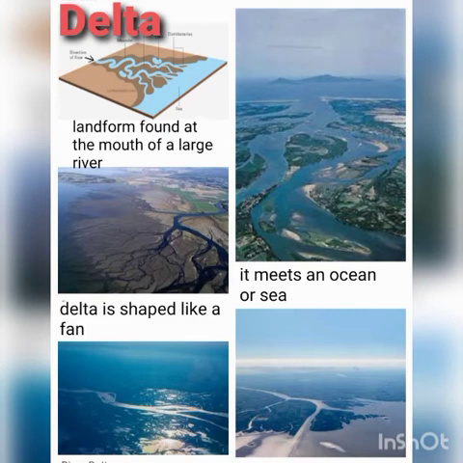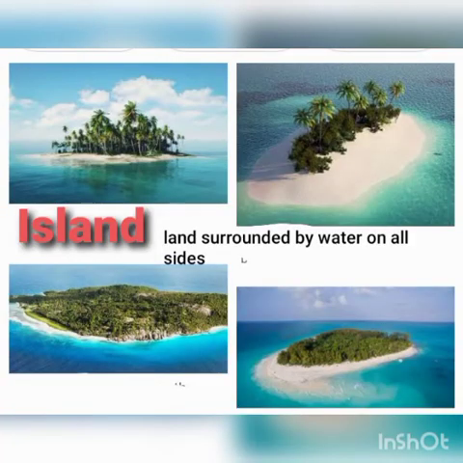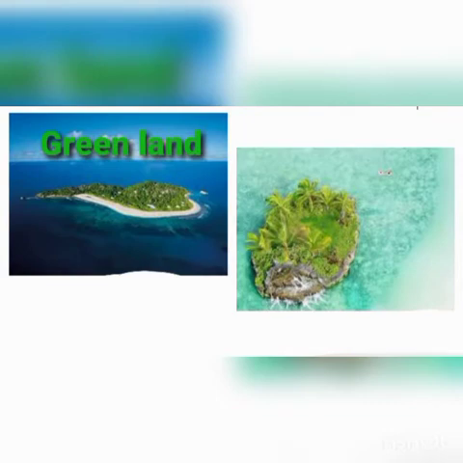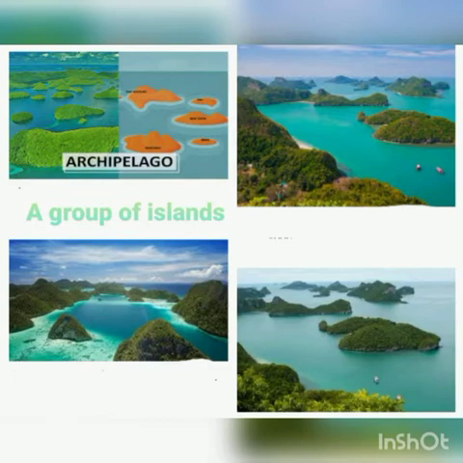A delta is a landform found at the mouth of a large river where it meets an ocean or a sea. A delta is usually shaped like a fan. An island is a piece of land completely surrounded by water on all sides. Greenland is the world's largest island. A group of islands is called an archipelago.